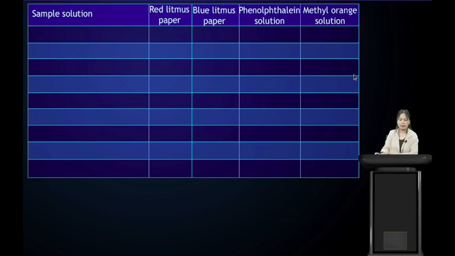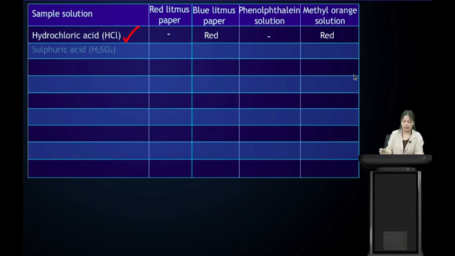So let us see. Take hydrochloric acid. It is an acid, so we see that the red litmus paper has no effect on acid. The blue litmus paper will change to red. The phenolphthalein is colorless in acid. Methyl orange will turn to red. It is because this is an acid. Okay, let us see next.